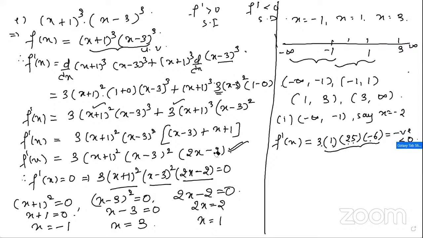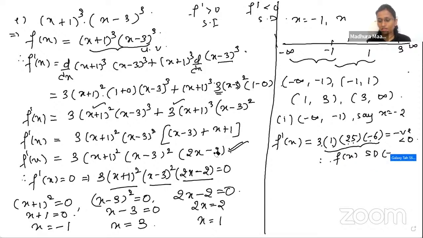So this is less than 0. Therefore, f of x is what? Strictly decreasing. In which interval? Minus infinity to minus 1. Is this correct? Yes ma'am.